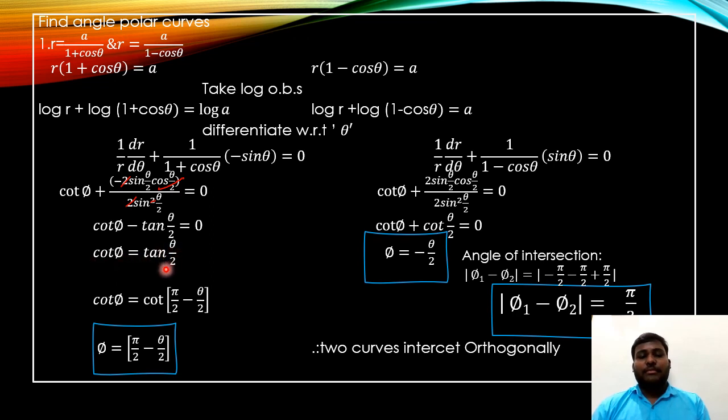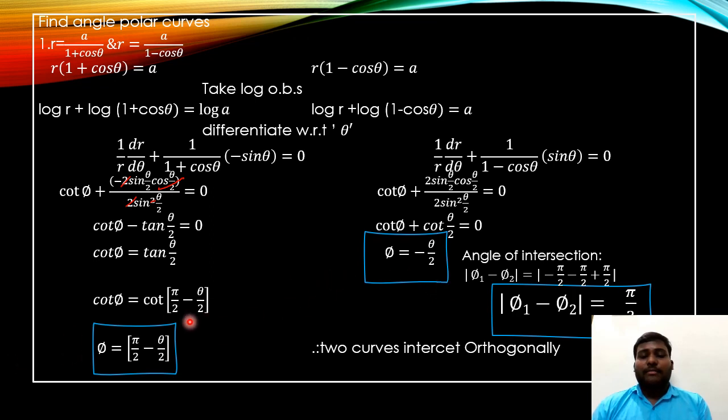cot φ = tan θ/2, by moving it from the RHS to the LHS. We convert tan θ/2 to cot(π/2 − θ/2). So for φ1 we get π/2 − θ/2. For φ2, we get cot φ = −cot θ/2, where the cot gets cancelled and we get φ2 = −θ/2.